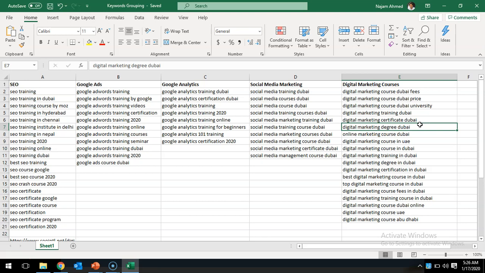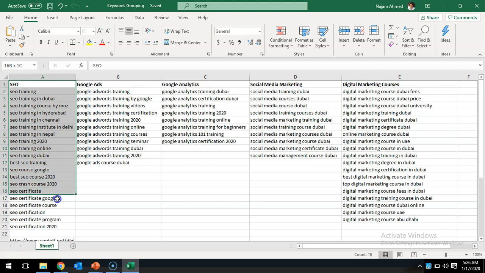So while I'll be creating a page about my SEO training, I will try to accommodate some of these keywords into my product page, or while I'm doing my paid campaign for my SEO training course, I may consider choosing some of these keywords here. By the way, this is not a definite list. We can further explore it. We can further divide it into some more meaningful categories.